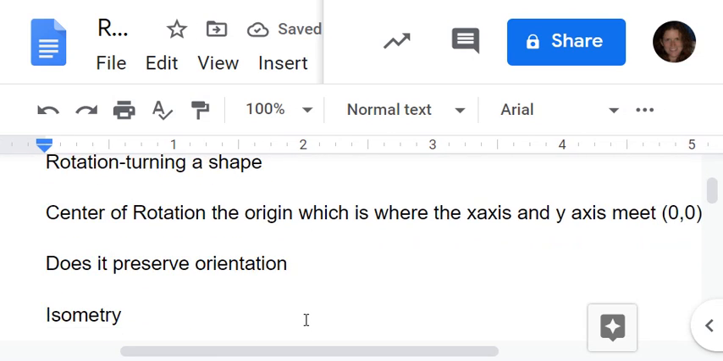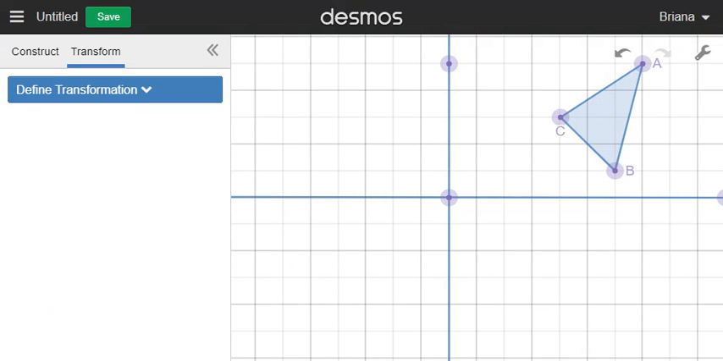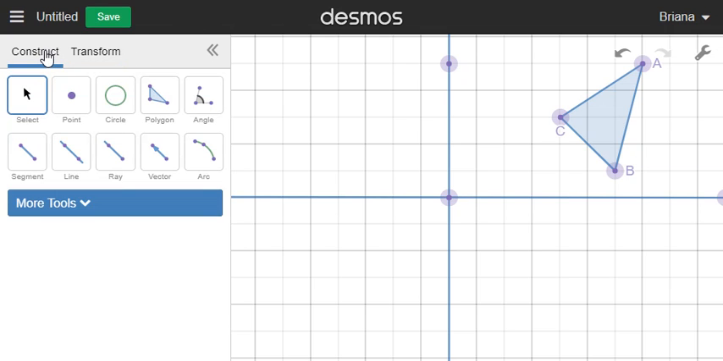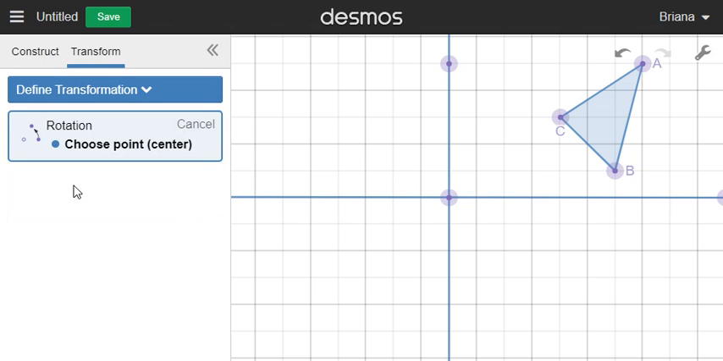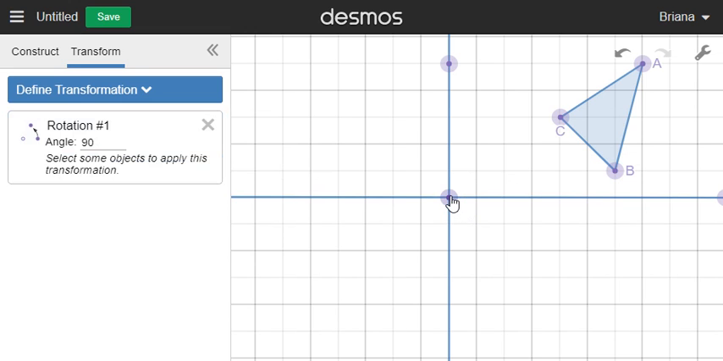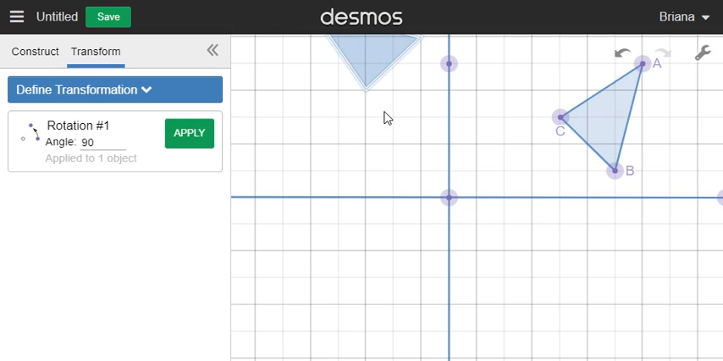All right, so we're going to look at rotation. I'm going to do some examples, and we're going to see if it preserves orientation and isometry. So we're going to move to this Desmos, and we are going to first do a transformation. We're going to pick this rotation. We're going to pick right here the origin as our center, and we're going to move it 90 degrees. We're going to apply.